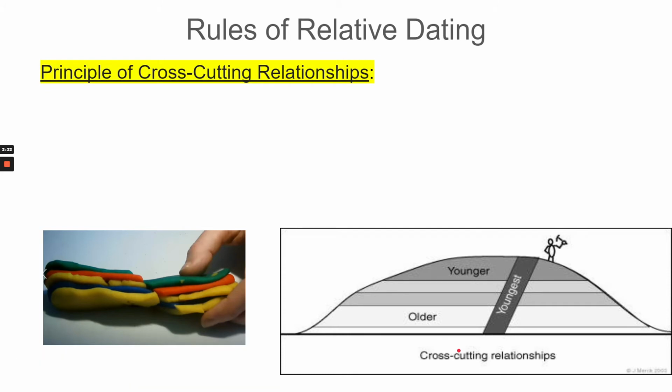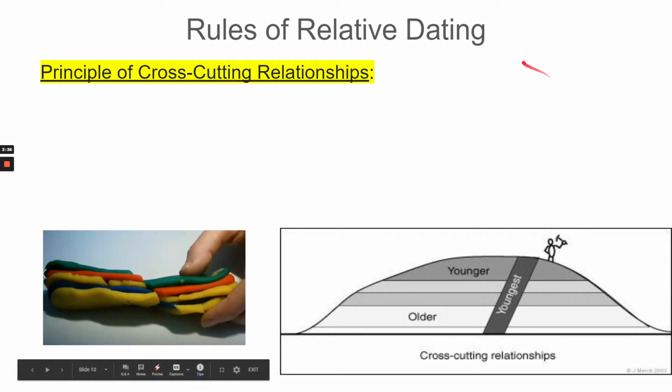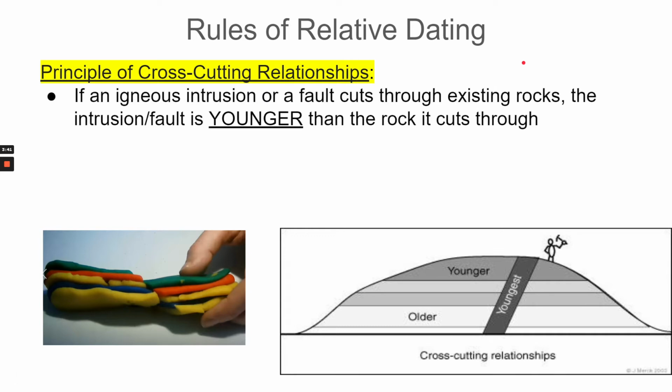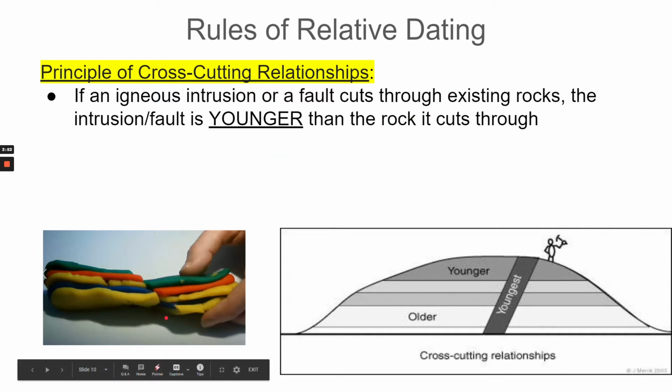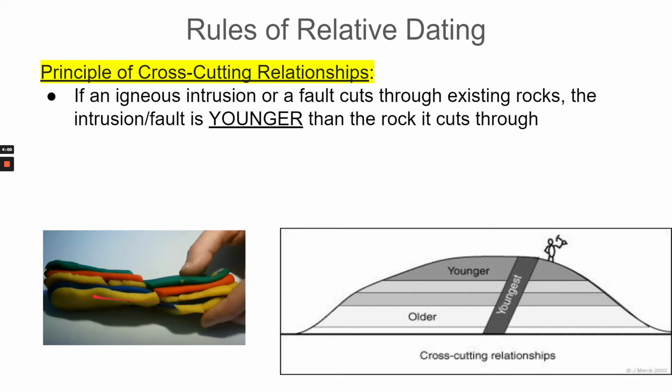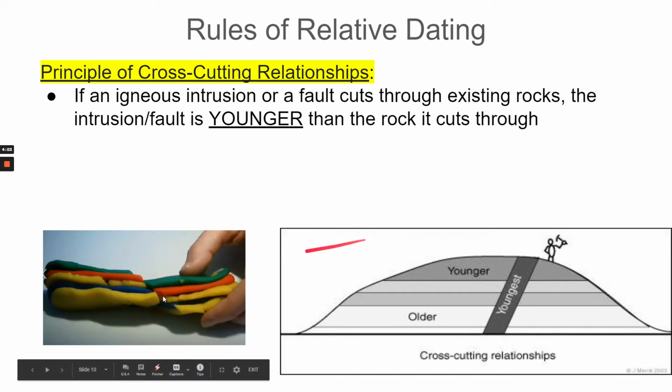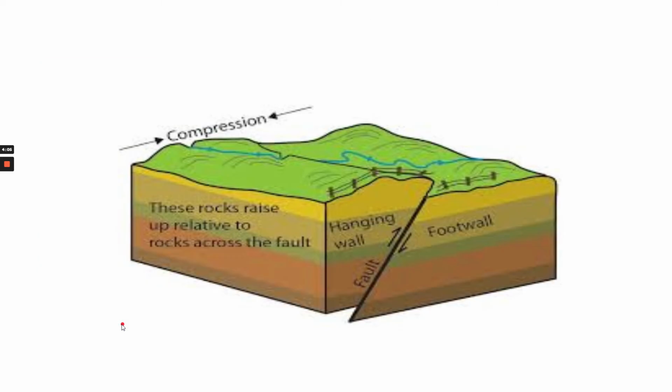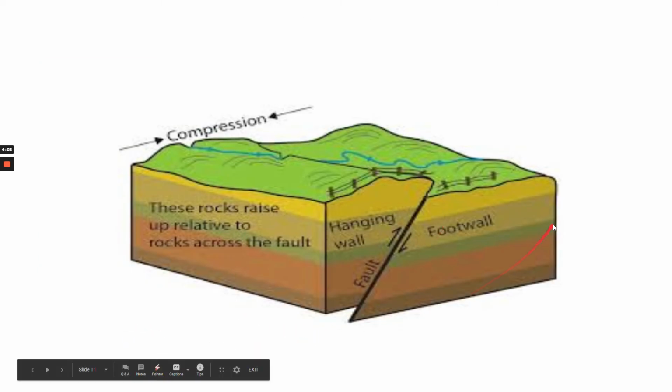Our last principle is the principle of cross-cutting relationships. So this is looking at things that might cut through rocks. So if you have an igneous intrusion or a fault cutting through rocks, that intrusion or fault is younger. Now this makes sense if you think about it. I couldn't have cut apart these layers of clay here if the layers of clay hadn't already existed. So this fault had to happen later than the rock actually forming or the clay layers being formed. So here's just another example of a fault here.